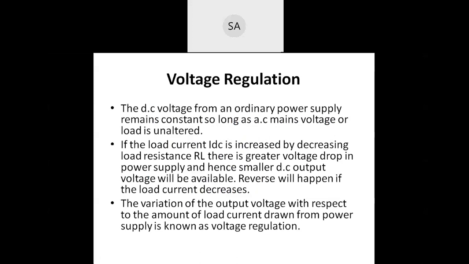The DC voltage from an ordinary power supply remains constant. We already discussed in the first lecture of this unit that the DC voltage from an ordinary power supply remains constant as long as the AC mains voltage or load is unaltered. Then only we will get the constant supply.